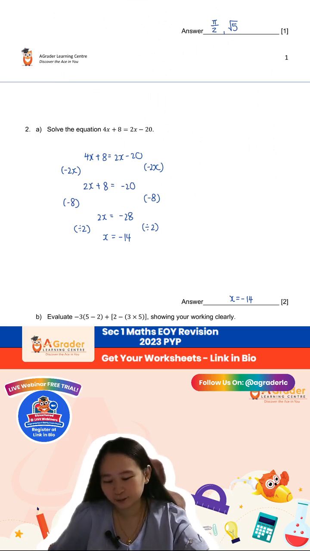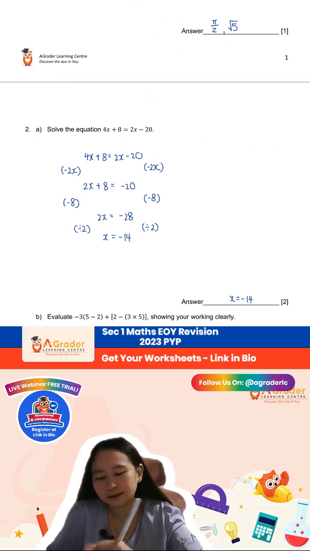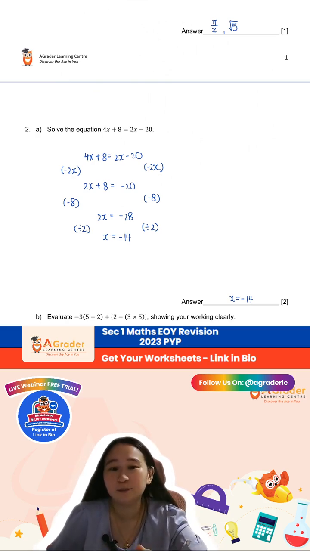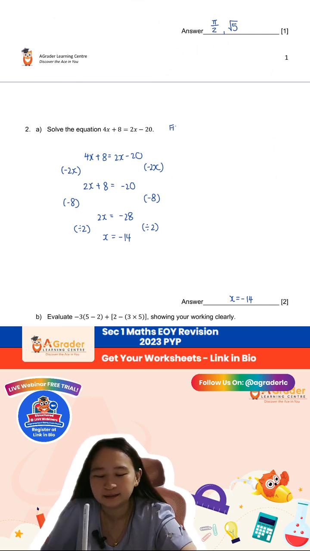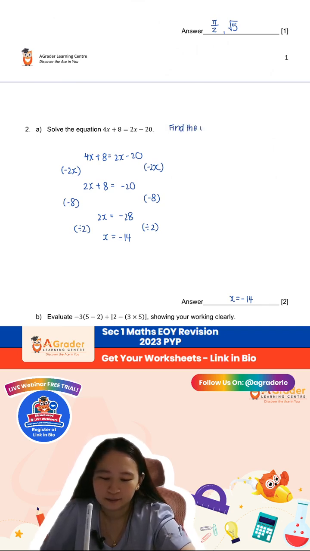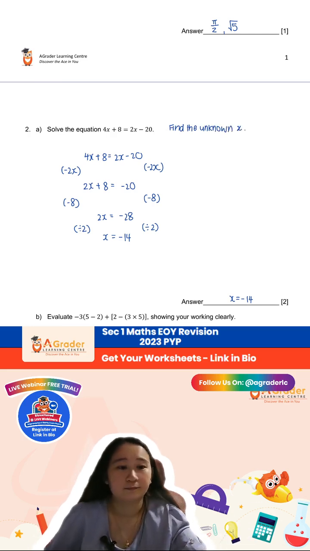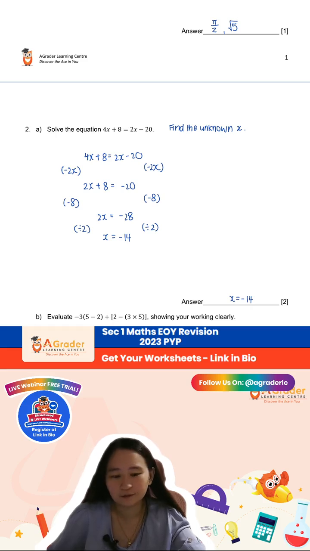Sorry, why divide? You divide by 2 so that you are finding x, because they want you to solve the equation, means they want you to find the unknown x. So 2x, when you divide by 2, you are left with x.